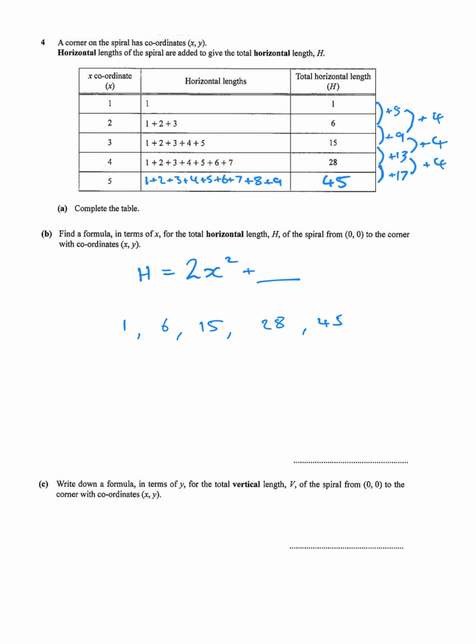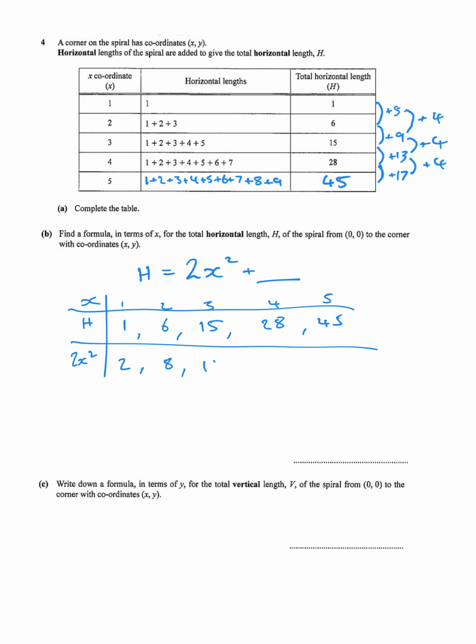If I compare that to 2x squared, 2x squared is going to be 2. Let's just label this really clearly. Actually, I'm going to add some bits. So x, h, and 2x squared. These are the three things I'm looking at. x is 1, 2, 3, 4, and 5. 2x squared is 2, 8, 18, 32, and 50.